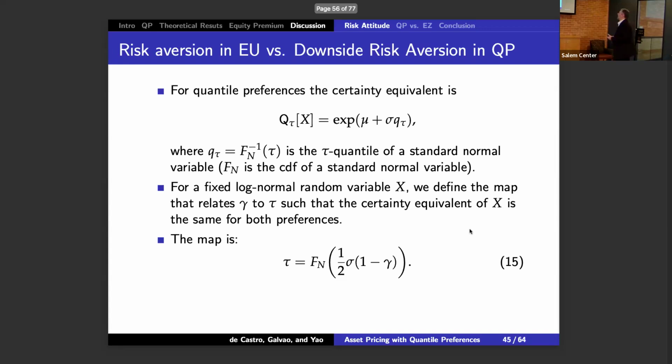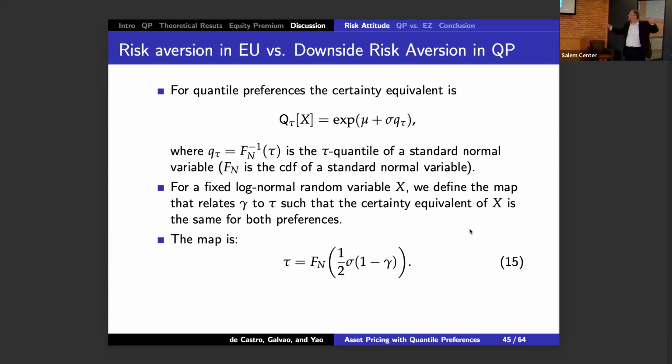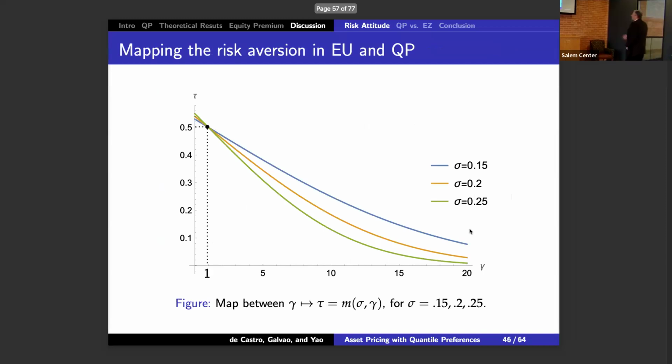Then very simply, the first thing that goes out is that mu doesn't matter. What's left is sigma and q tau on one side, and sigma and gamma on the other. This is the formula that relates tau, which comes from q tau, with gamma, the parameter of risk aversion. Sigma is the variability, the standard deviation of the log norm that you plot. Then you can plot this, and these are the numbers for the plots. Of course, it depends on the standard deviation that you get. Here's the tau, so 0.4 is here.